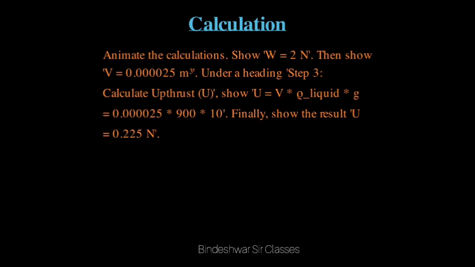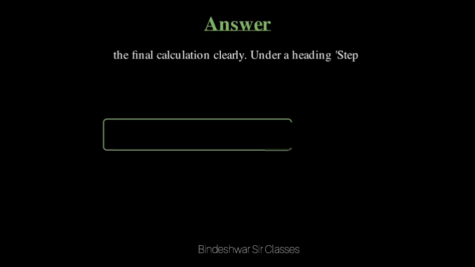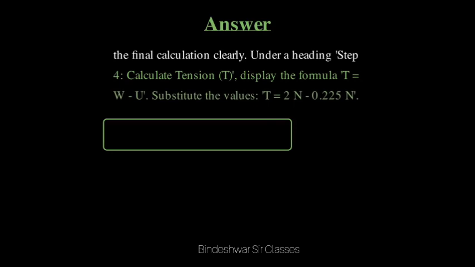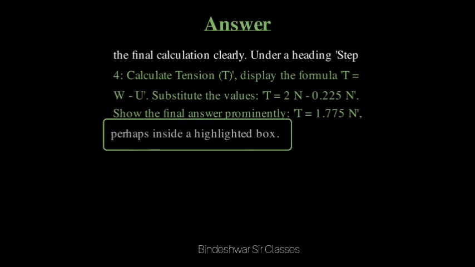So, U equals 0.00025 times 900 times 10. This calculation gives us an upthrust of 0.25 newtons. We are now ready to find the final answer. Our main formula is tension equals weight minus upthrust. We found the weight to be 2 newtons and the upthrust to be 0.25 newtons. Substituting these values, we get tension equals 2 minus 0.25.